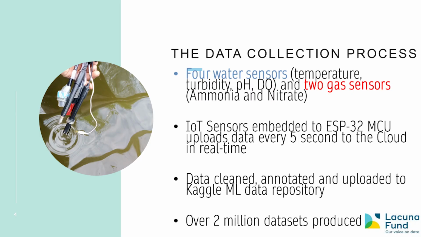Now, the IoT component was built using an ESP32 microcontroller, and we used 6 sensors. 4 of them were submersible sensors: the turbidity sensor, temperature, pH, and the dissolved oxygen. And then we used 2 gas sensors, ammonia and nitrate, which we hung above the water.